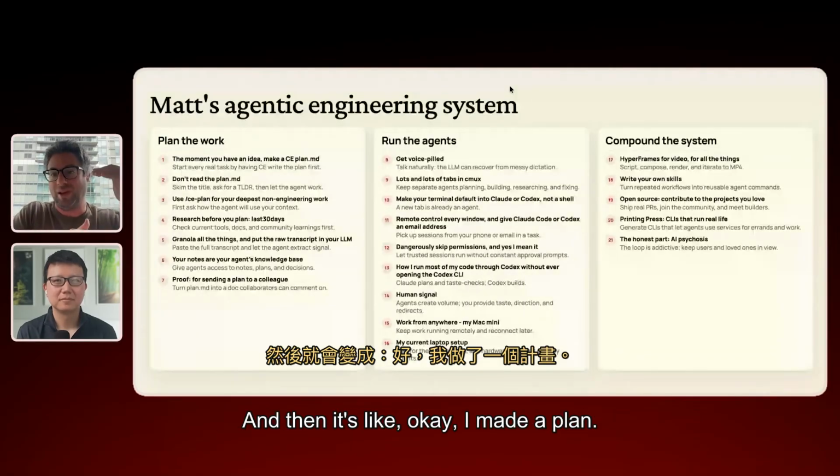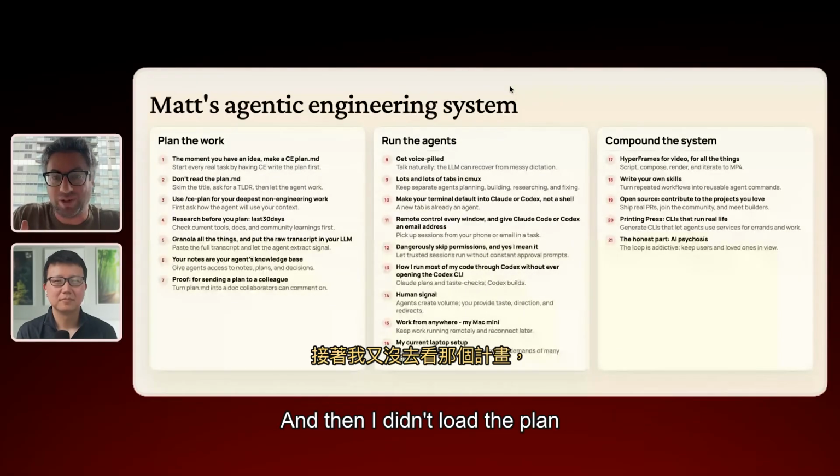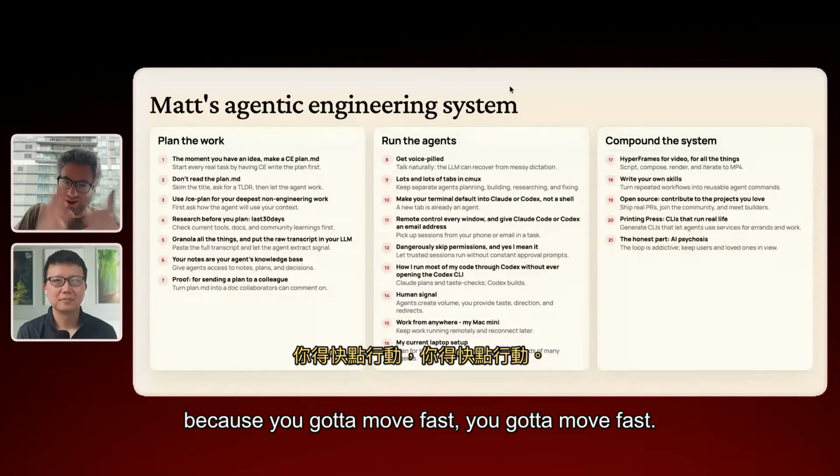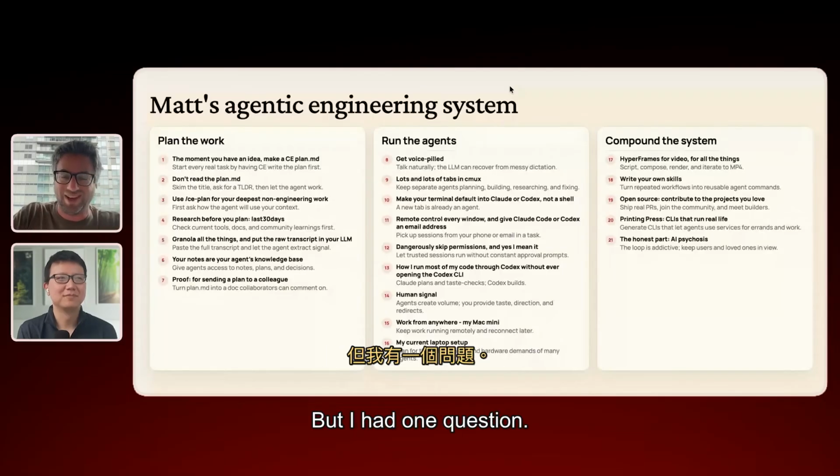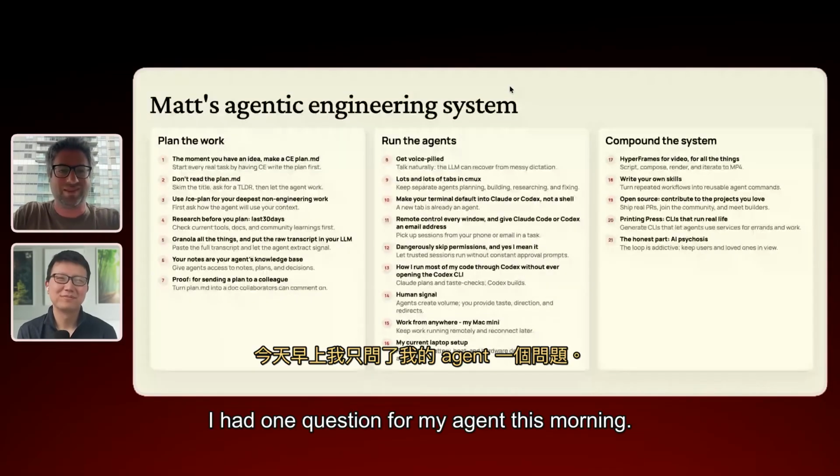And then it's like, okay, I made a plan, and then I didn't load the plan, because you should never look at the plan, because you got to move fast. But I had one question for my agent this morning.